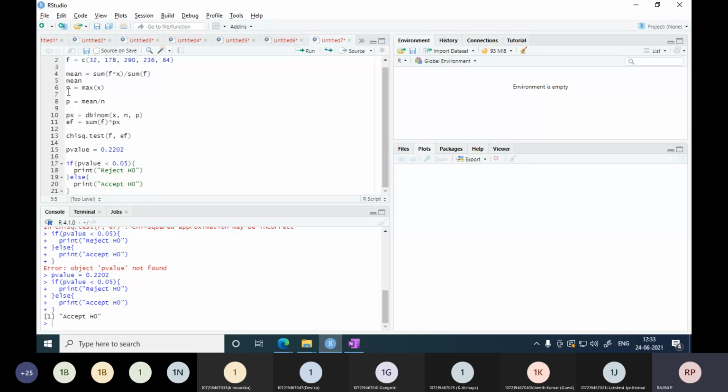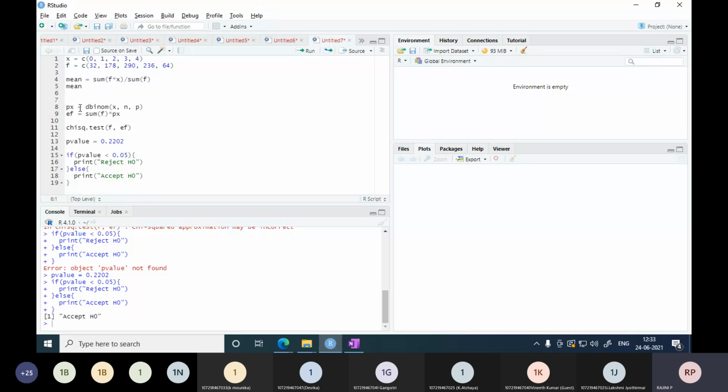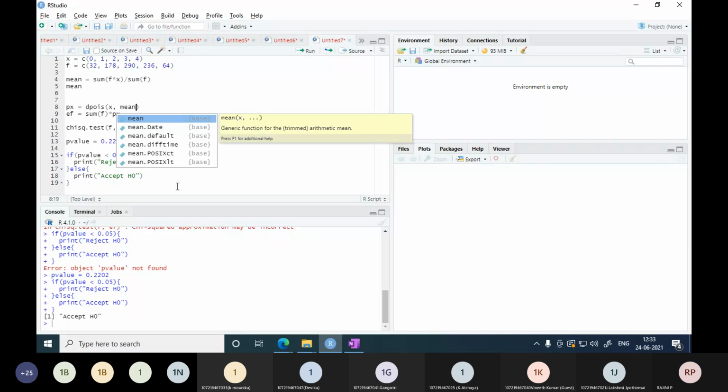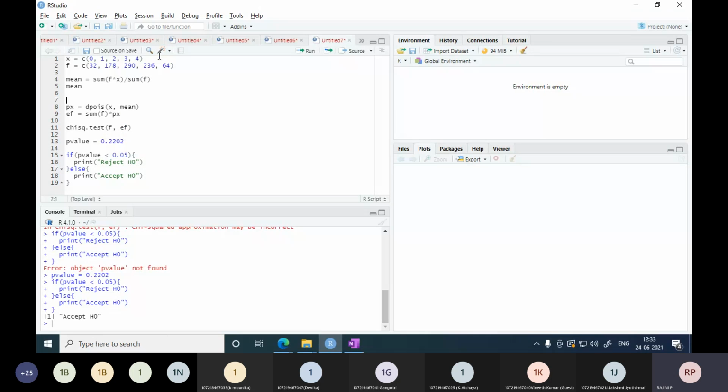Okay, fine. Then are n and p required? No. Then here, in place of dbinom, what do you need to take? In place of this, last year we learned dpois. Yes, dpois. And in the Poisson distribution, what is the parameter? N and p will not be taken. The parameter is lambda, which is nothing but the mean only, right? Yes, ma'am. Now run it.